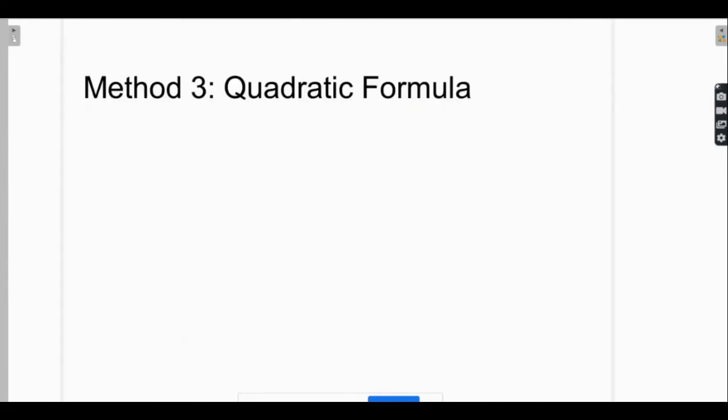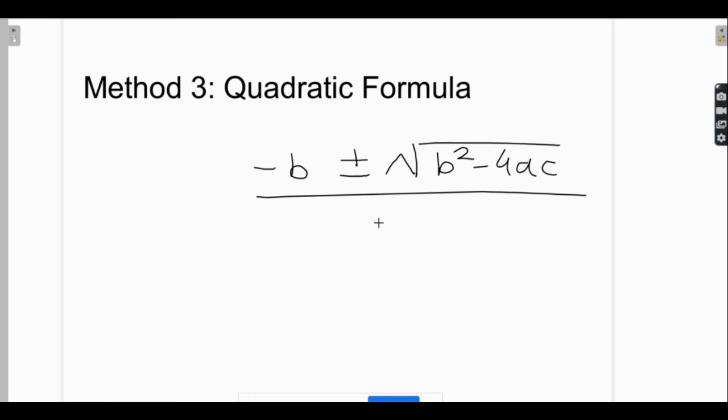Now the last method is the quadratic formula. What is the quadratic formula? The quadratic formula is minus b plus or minus square root of b square minus 4ac upon 2a. Okay, this is the formula, and we will also check how to solve it with a question.